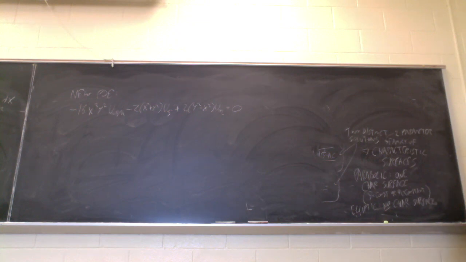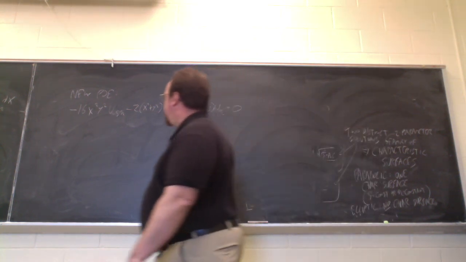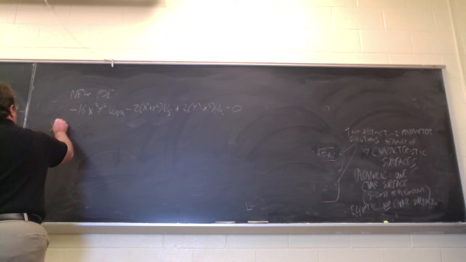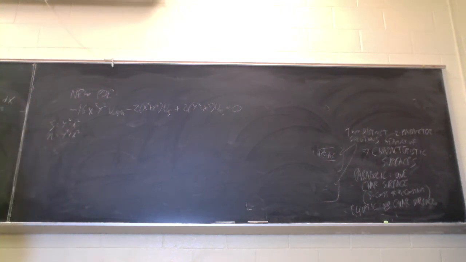Because I started with a PDE that was only x and y, coefficients in terms of x and y, partial derivatives with respect to x and y. Now I have partial derivatives with respect to xi and eta, but I have coefficients that are still in terms of x and y. So I want to change all that. I want to express everything in terms of new variables. So if I go back to my change of variables, I have xi is y squared minus x squared, and eta is y squared plus x squared. So what I'd like to be able to do is express x and y in terms of xi and eta. I want to invert this change of variables.